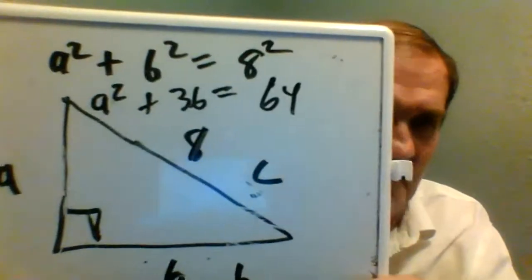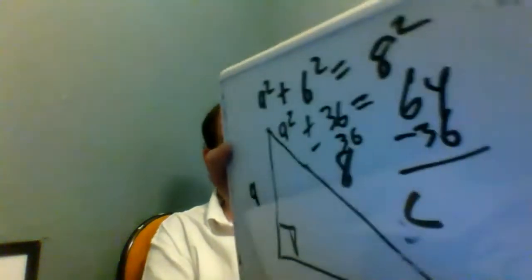What we've got is A squared plus 6 times 6, which is 36, equals 8 times 8, which is 64, right? A squared plus 36 equals 64, all right? So what do you come up with next? You subtract 36 from both sides. What do you get? 64 minus 36 is 28. So you've got 28 is equal to A squared.